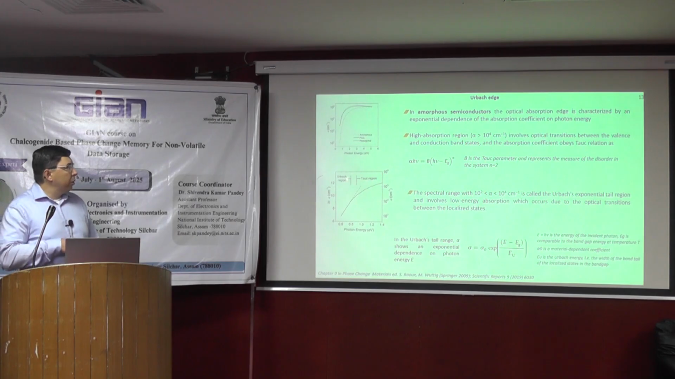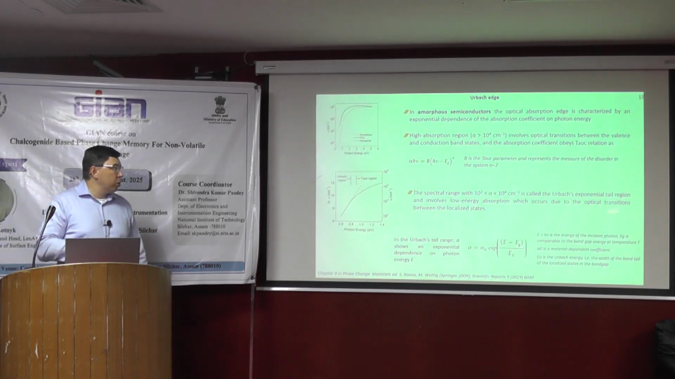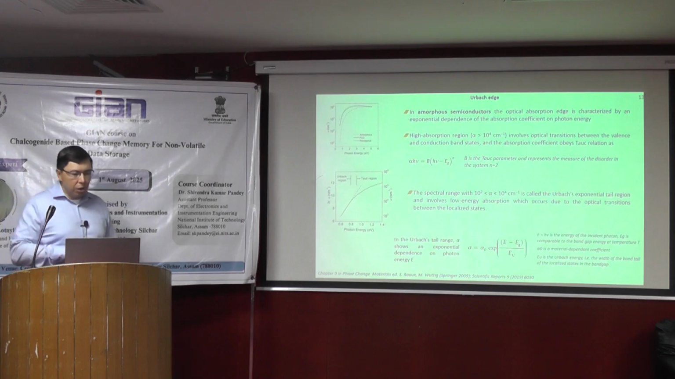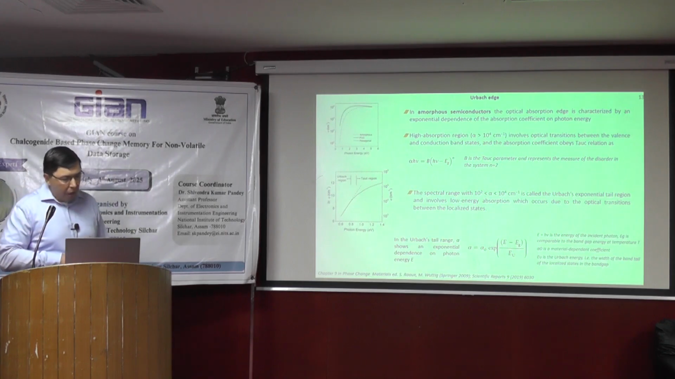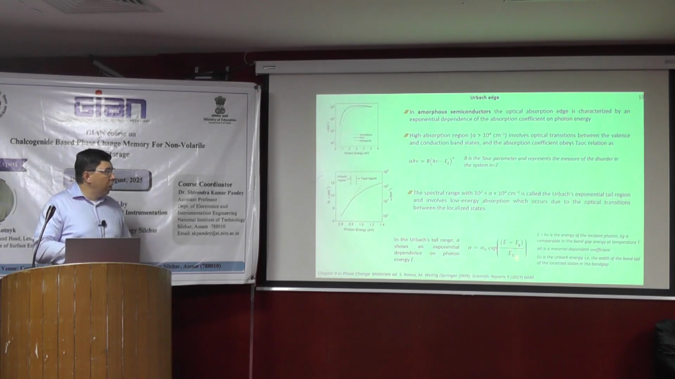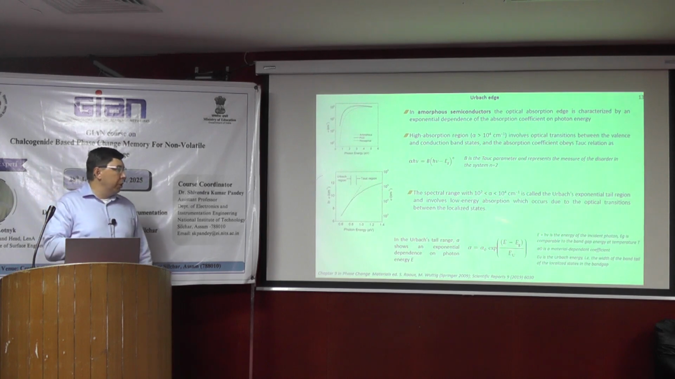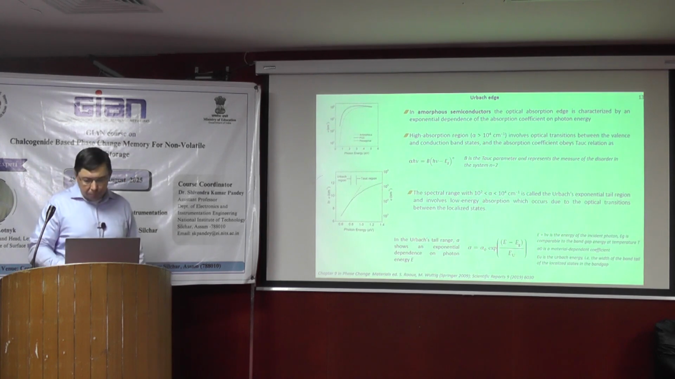So in the spectral region between 10 to 2 and 10 to 4, it's called the Urbach exponential tail region, and it involves low energy absorption, which occurs due to optical transitions between the localized states. So here, if we look at the photon energy, this is the low energy region. This is the Urbach region. And the E_U can again be extracted from the measurement of the absorption in your amorphous material.